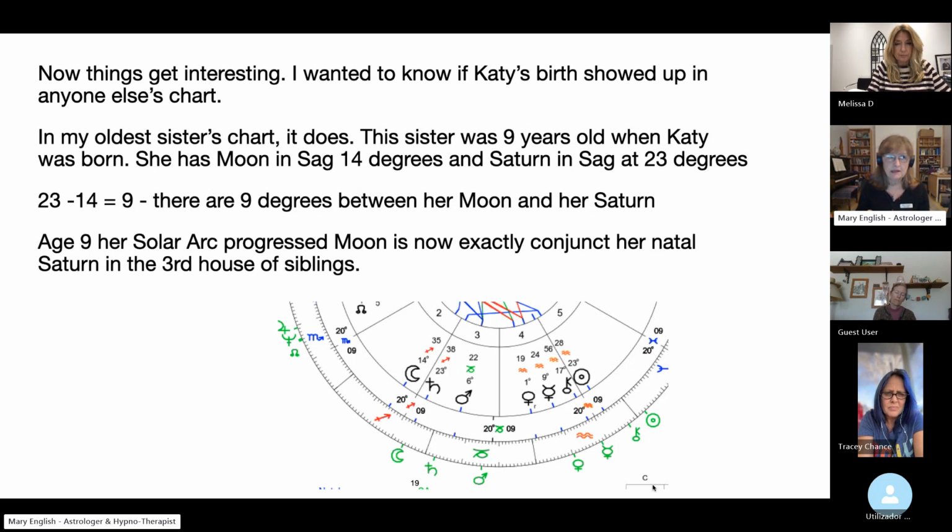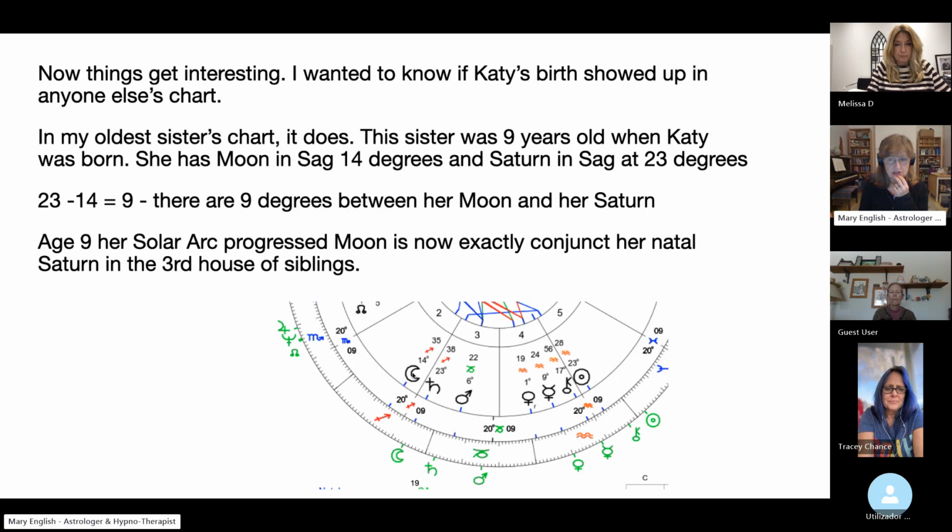With this system, it works best if you've got an exact ascendant, because as you know, the ascendant can change quite rapidly. Now, the degrees of the planets won't. So I've used this sister. In my older sister's chart, it does show up. This sister was 9 years old when Katie was born.